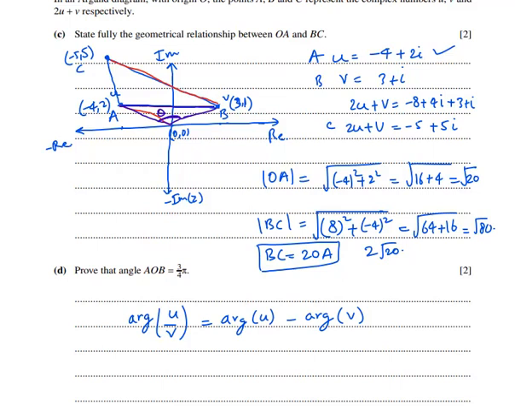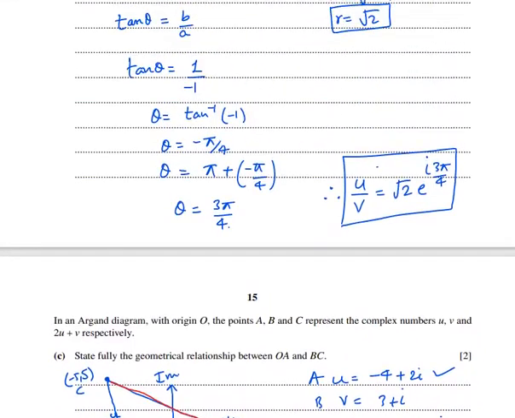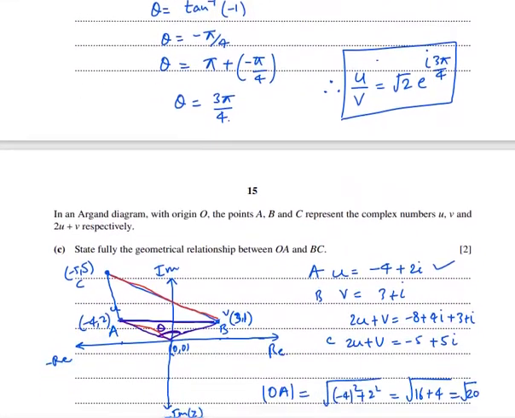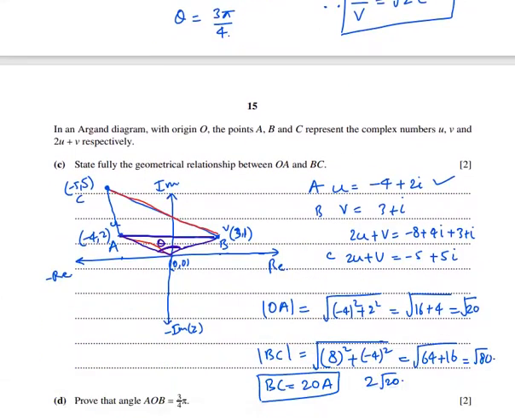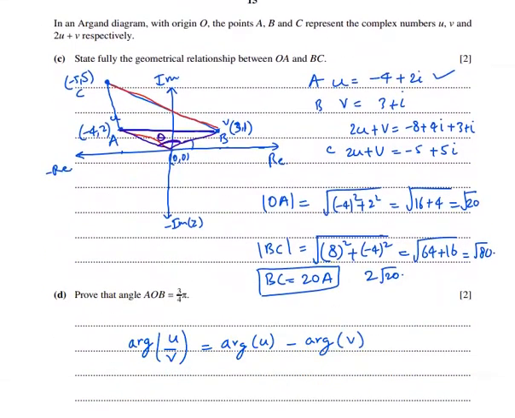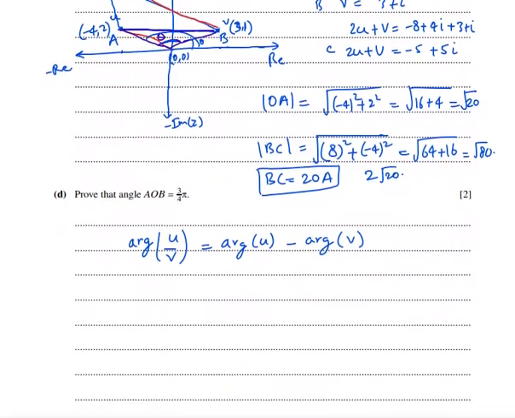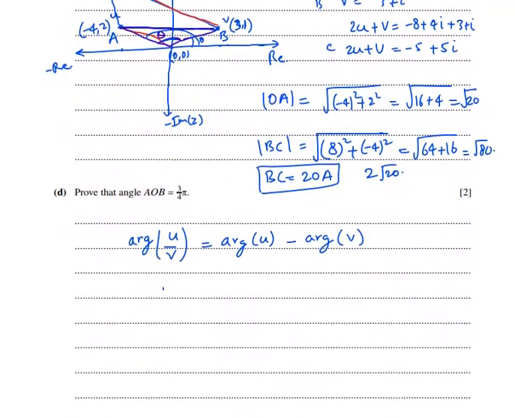So from here I can say argument means angle. So argument of u minus argument of v. We have already calculated that before. That is theta equals 3π/4, that is the argument of u/v. So this theta is nothing but the argument of v, which is this theta, right? We need to find this. So this complete angle is the argument of A. So argument of u minus argument of v is nothing but the angle AOB, which is equal to the argument of u/v. Therefore, the argument of u/v we have already calculated in part 1, which is nothing but 3π/4. Hence proved.